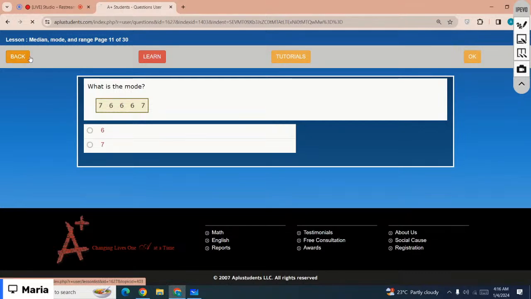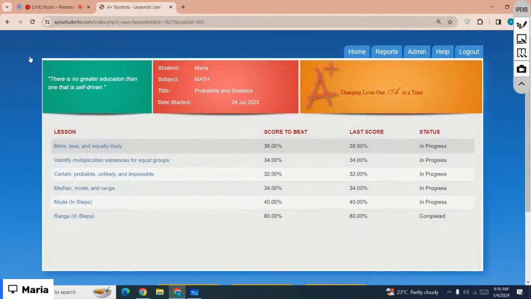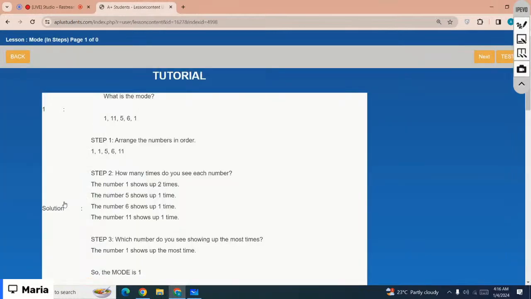The next lesson is mod, I think. Yes, the next one is mod. So, what is the mod? You are given the data 1, 11, 5, 6, and 1. You already know how we calculate the mod. Mod is the number that appears the most of the time in the given data. So, the easiest way is you can arrange the numbers from least to greatest. This way, it is easy for you to see how many times each number appears.